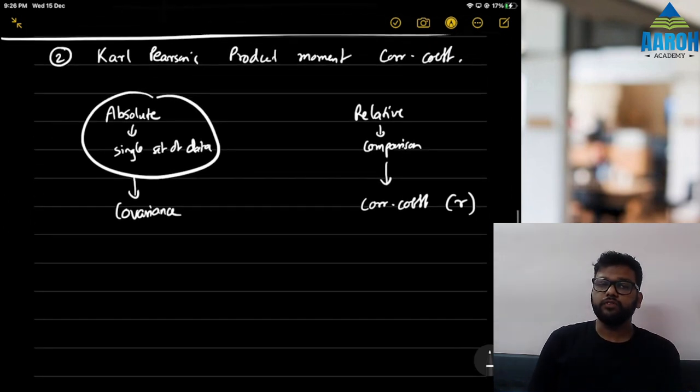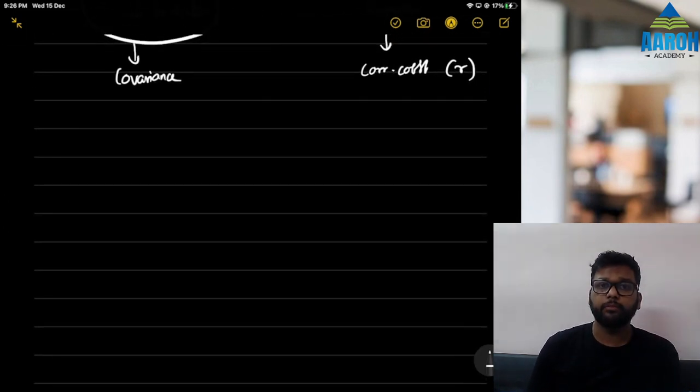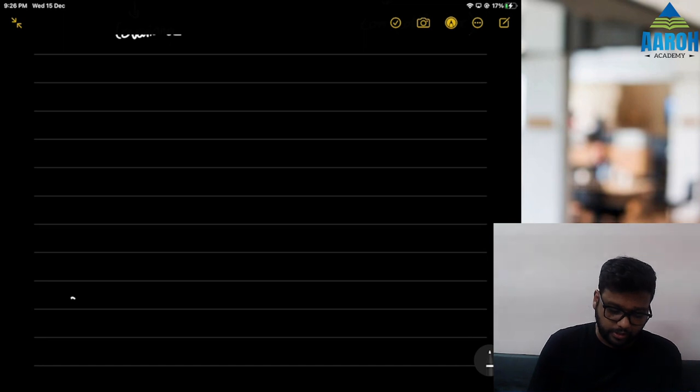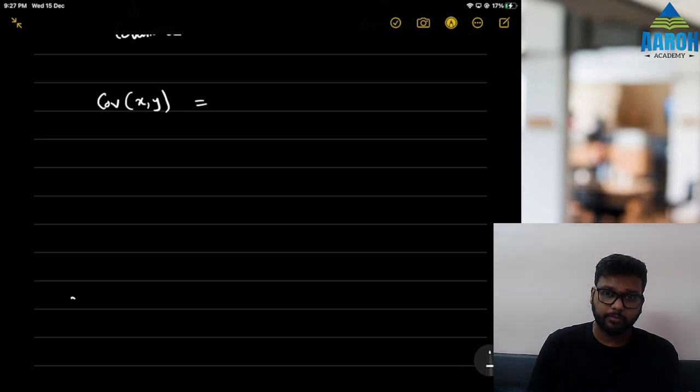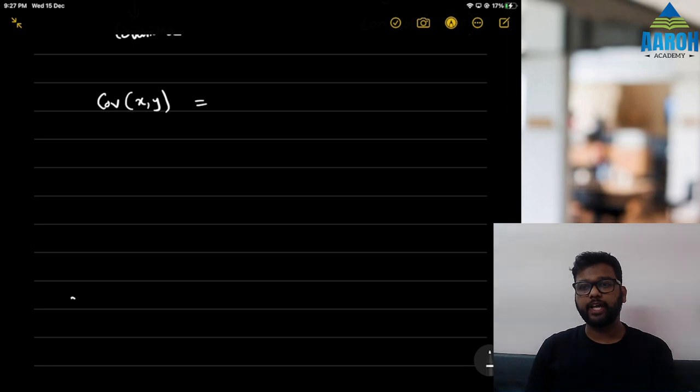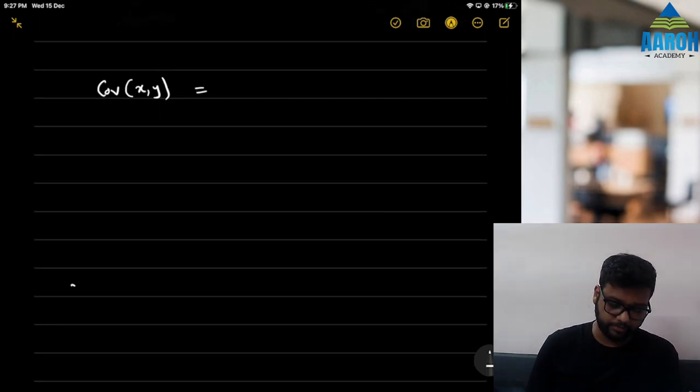Fine. So first we'll have to find covariance. From that we can find the correlation coefficient. So the formula of covariance between x and y is, anyone? Either you can type or you can speak. It will be better if you speak so that it will be your revision also, fast. Covariance, anyone? Summation of xy divided by n minus the product of the means.